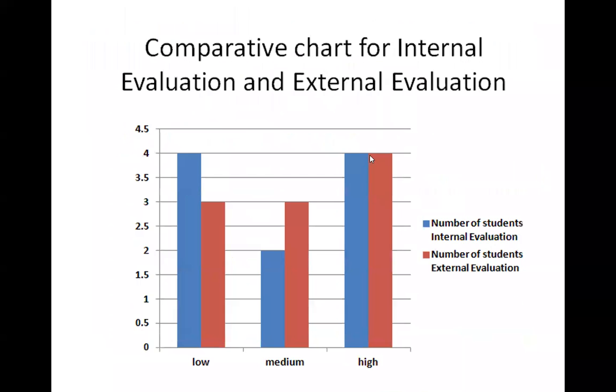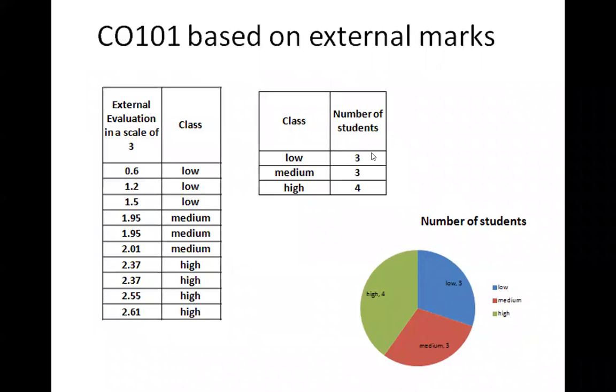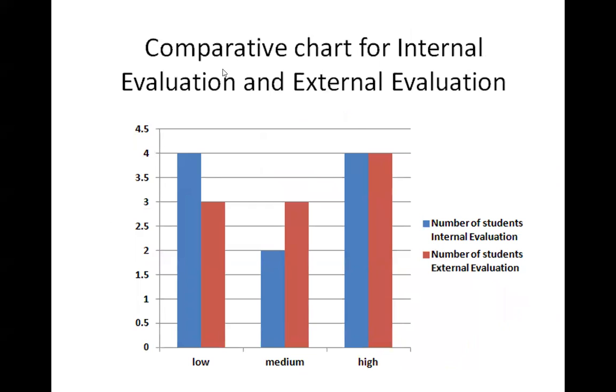See here. This is for showing how many have come in the low range, medium range and high range based on the number of students, based on external marks. Then you can have a comparative chart for internal evaluation and external evaluation.